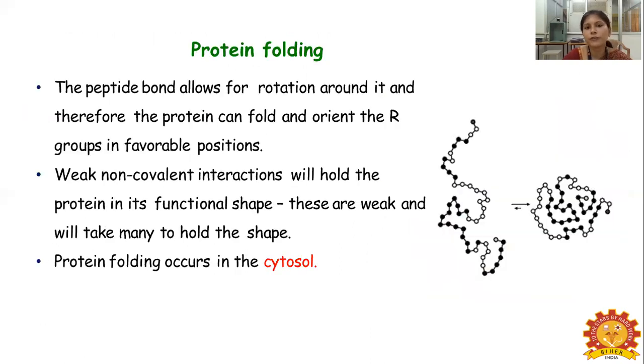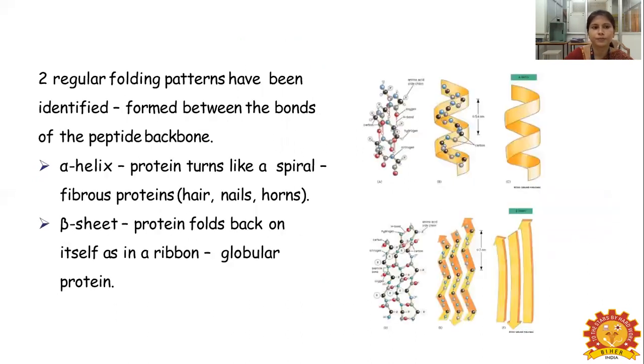Next, we'll come to protein folding. When we go to more complex structure, the peptide bond allows for rotation around it, and therefore the protein can fold and orient the R groups in favorable positions. That is what makes the protein a sturdy structure. The weak non-covalent interactions hold the protein in its functional shape. These are weak, and it takes many to hold the shape. Protein folding occurs in the cytoplasm. Two regular folding patterns have been identified that form between the bonds of the peptide backbone.